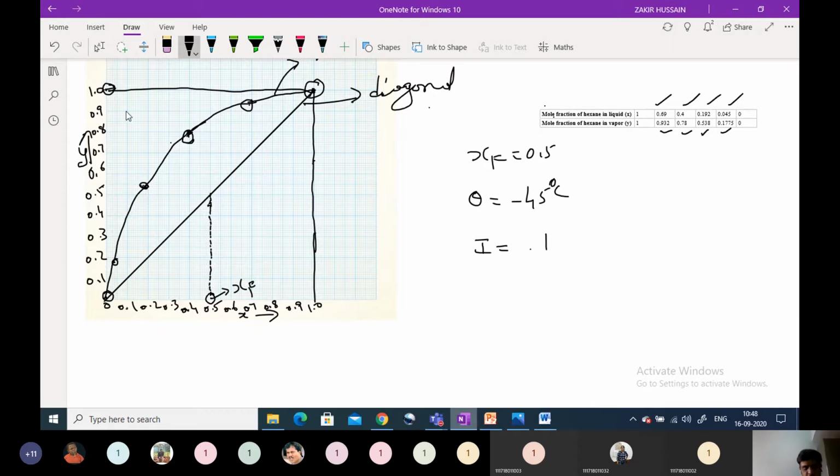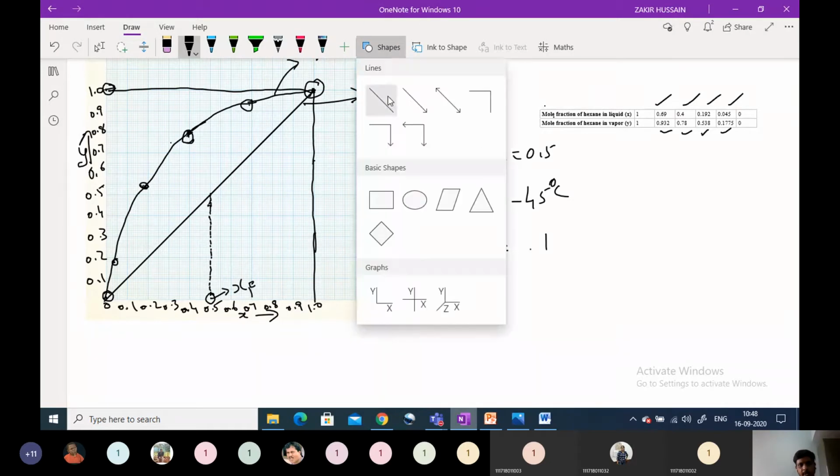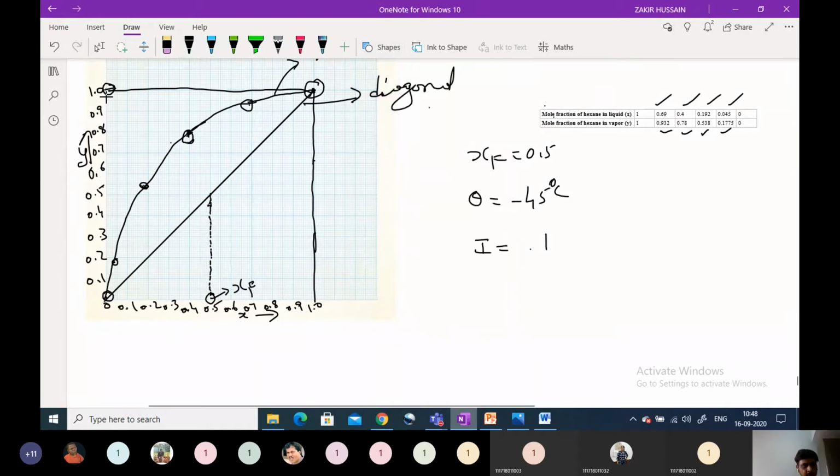Now from this diagonal to this one, we need to connect our operating line equation. How to connect it? Using a straight line, we can connect our values. The intercept value is 1, and this will be connected to the XF value which is projected up to the diagonal. So this is our operating line equation.